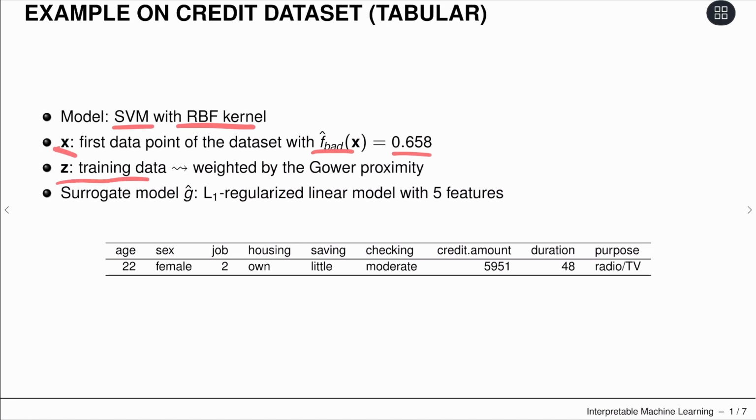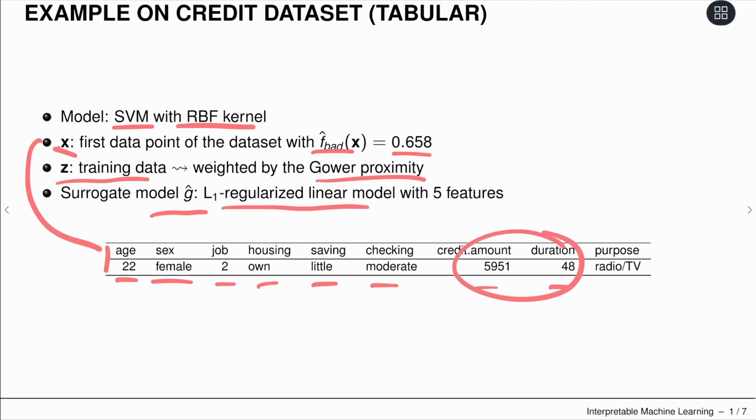This will be our training data as before, and we're using the Gower proximity as a metric on this mixed feature set. As model class, we were using the L1 regularized model with 5 features. So we'd like to reduce it a bit. And here we see the original point we'd like to explain. Age was 22, female, having 2 jobs, I believe, has her own housing already, nevertheless has little savings, moderate checking, credit amount, duration, what she's asking for, and the purpose for having the credit.